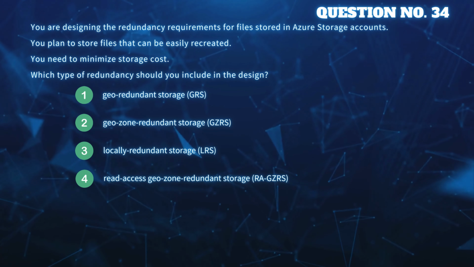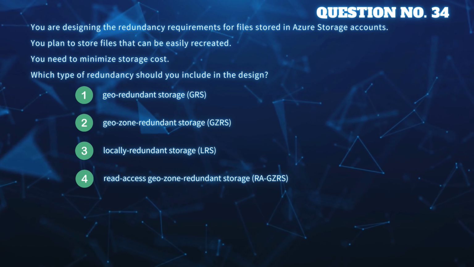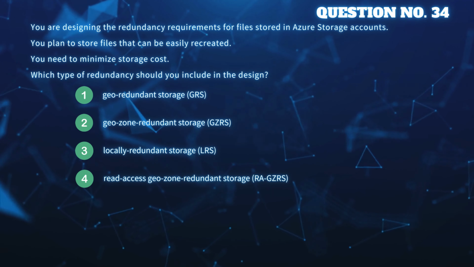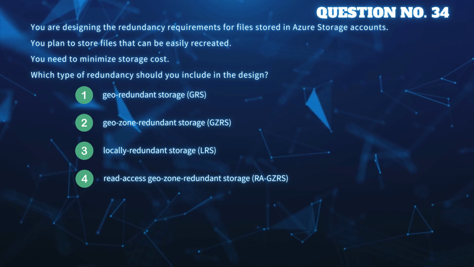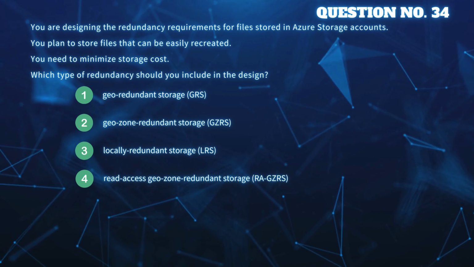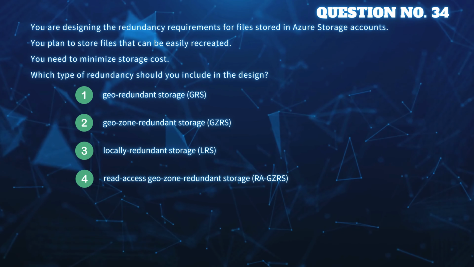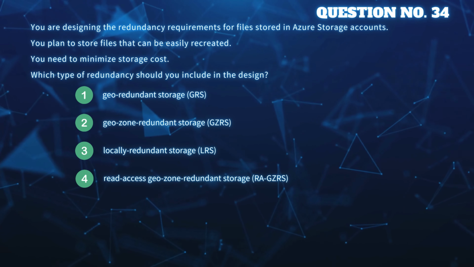Which type of redundancy should you include in the design? Option 1, Geo-Redundant Storage, GRS. Option 2, Geo-Zone Redundant Storage, GZRS. Option 3, Locally Redundant Storage, LRS. Option 4, Read Access Geo-Zone Redundant Storage, RAGZRS.